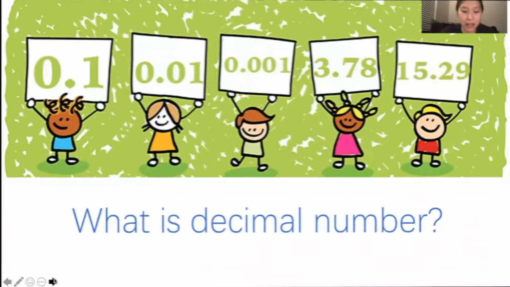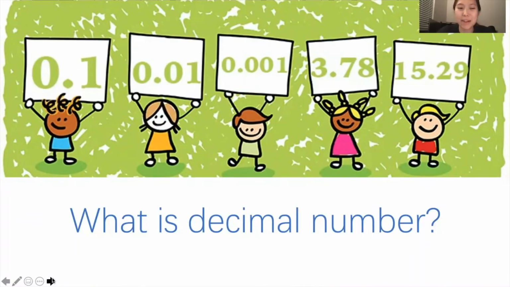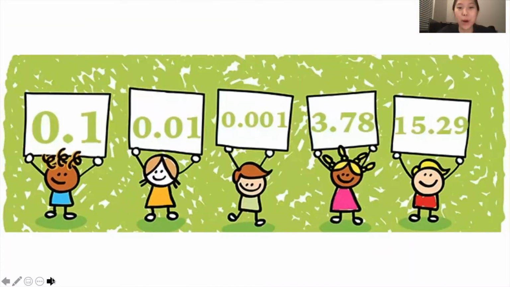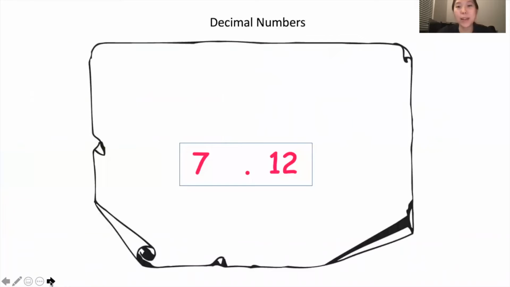Let's get started. Do you remember what a decimal number is? Let's do a quick review, such as 0.1, 1/10, 0.01, 1/100, 0.001, 1/1000, 3.78, 15.29. Numbers like this, we call decimal numbers. Or we can review from this example. We have a decimal number here, which is 7.12.